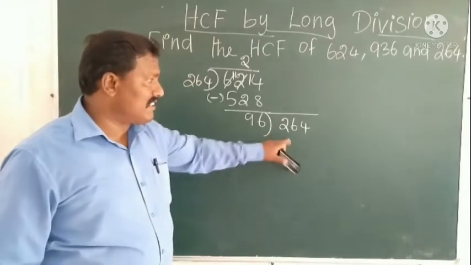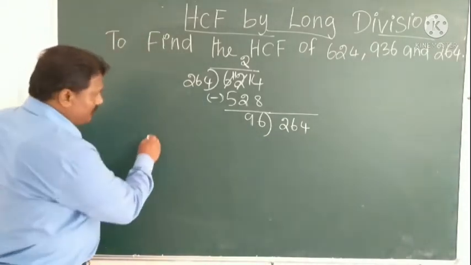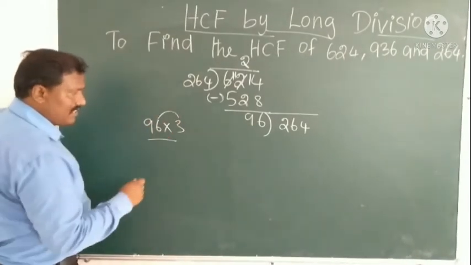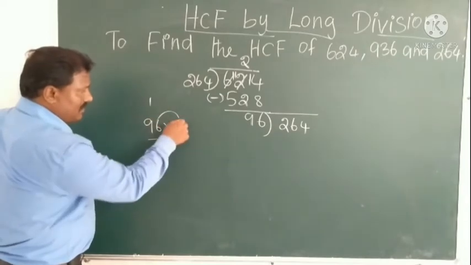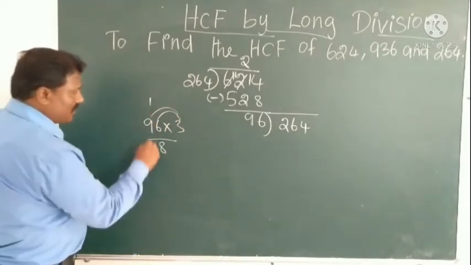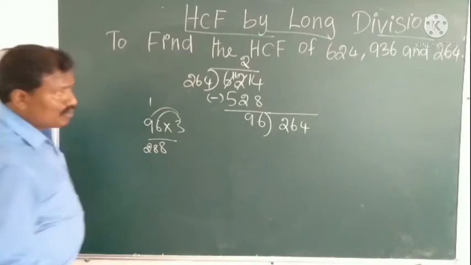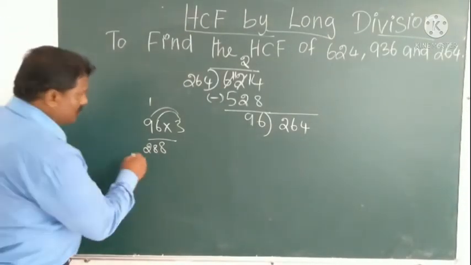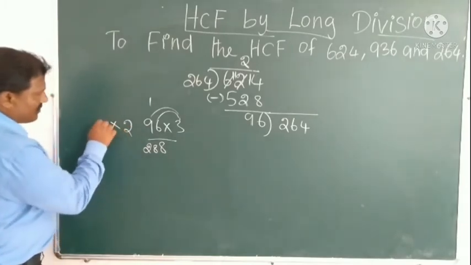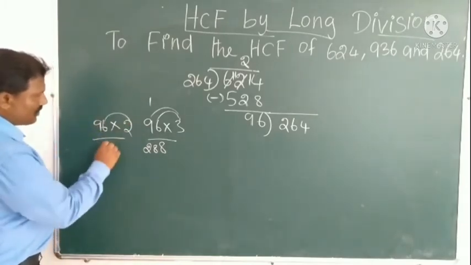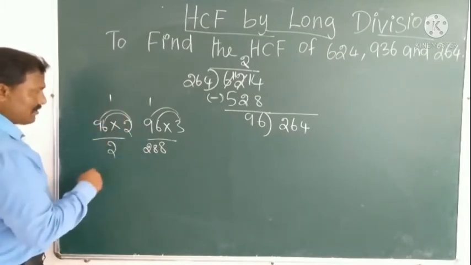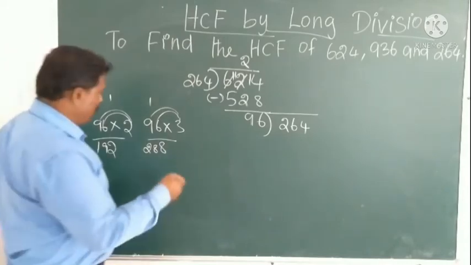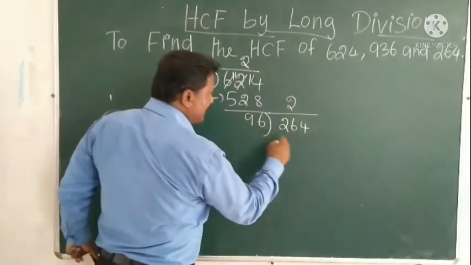So how many 96 are there? Let me try 3 times. 96 into 3. 6 3s are 18. Remainder 1. 9 3s are 27 plus 1, 28. 288 means we can't divide by 3 times. We can divide by 2 times, no? So 2 times. 6 2s are 12. Remainder 1. 9 2s are 18 plus 1, 19. So 192 means 2 times.